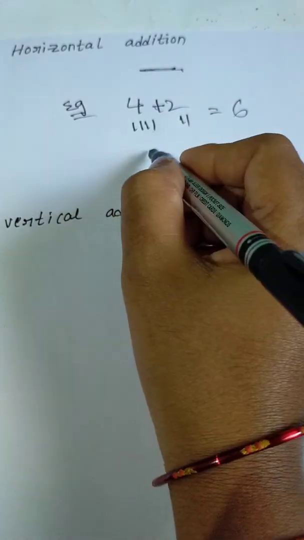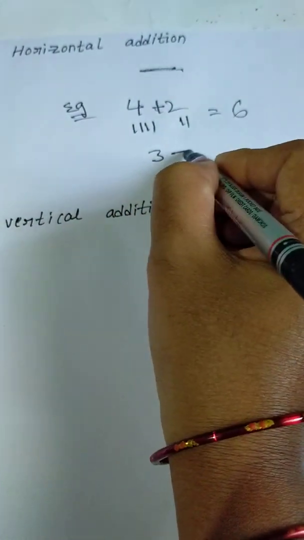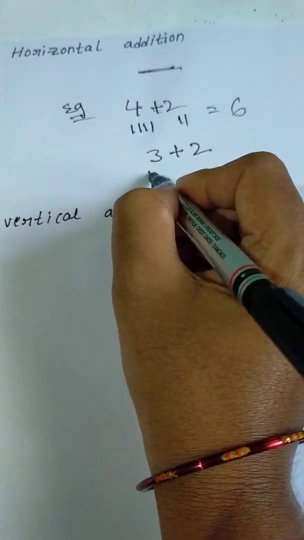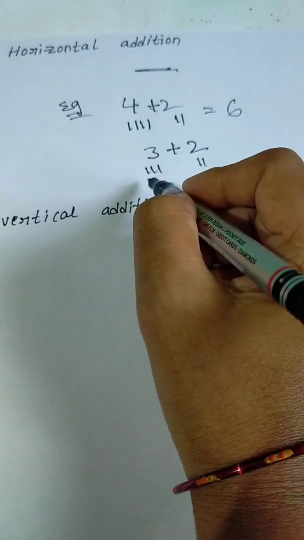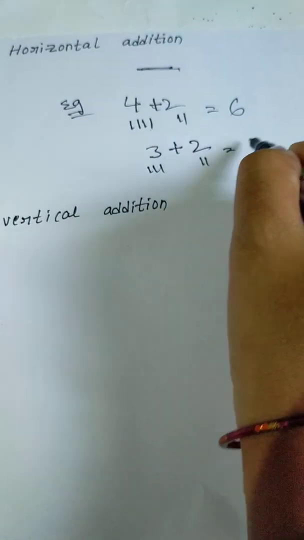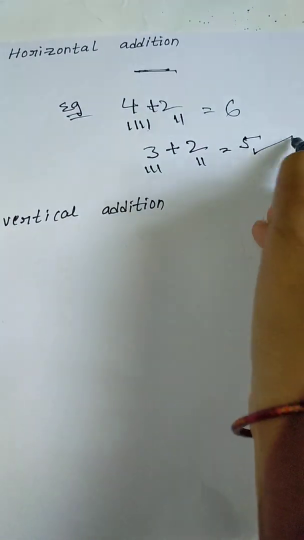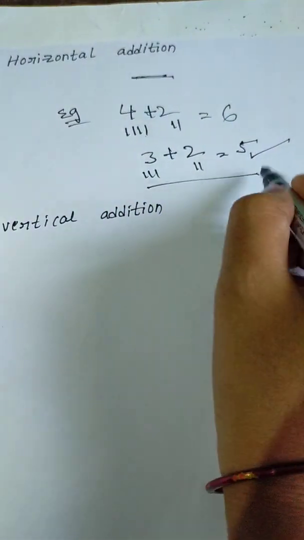I will give you another example also. 3 plus 2. Draw the 3 lines here. Draw the 2 lines here. Count the total lines. 1, 2, 3, 4, 5. Total 5. What is the answer? Number 5. It is called horizontal addition.